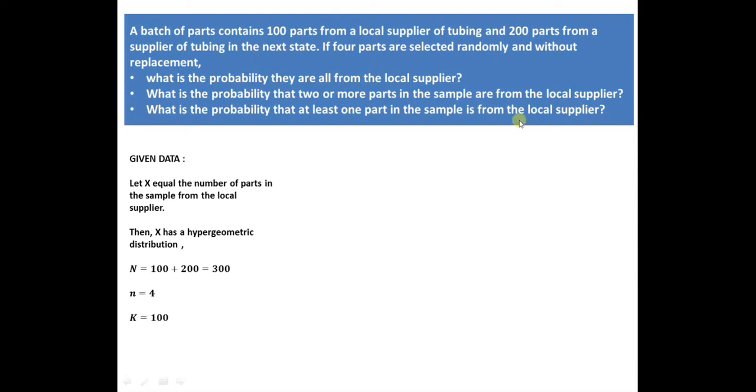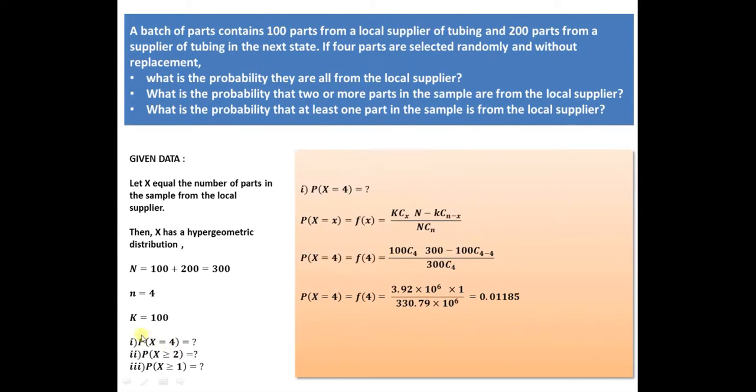Now getting the part from the local supplier is our success, so k is equal to 100 because 100 parts are from the local supplier. As we have seen, first we have to find the probability that all 4 parts are from the local supplier. In the second case, 2 or more, so x greater than or equal to 2. And in the third case, at least 1, so the minimum is 1, so again we find the probability of x greater than or equal to 1.